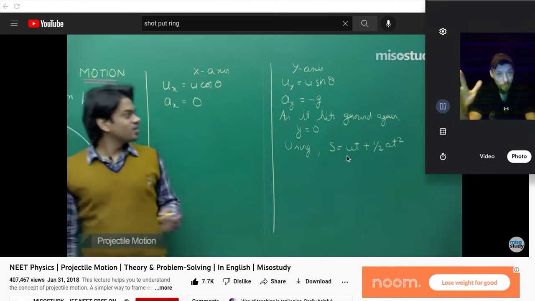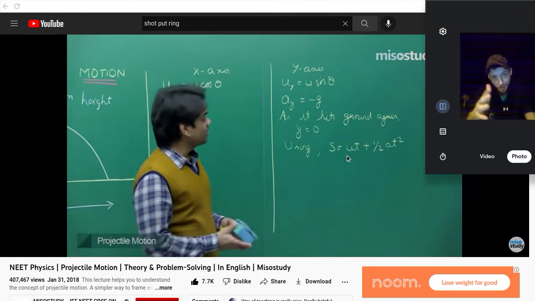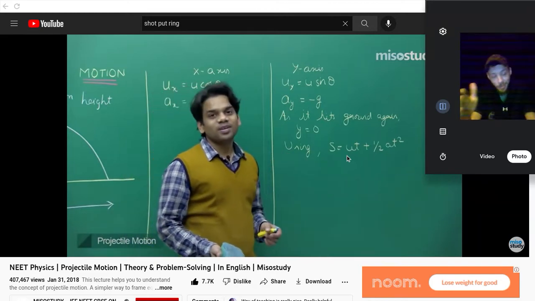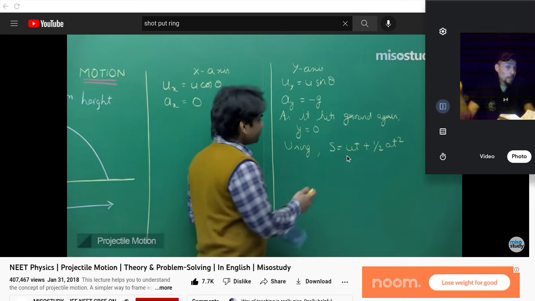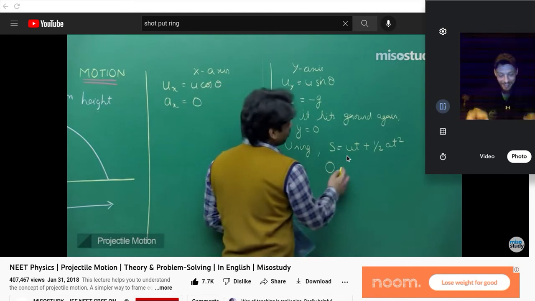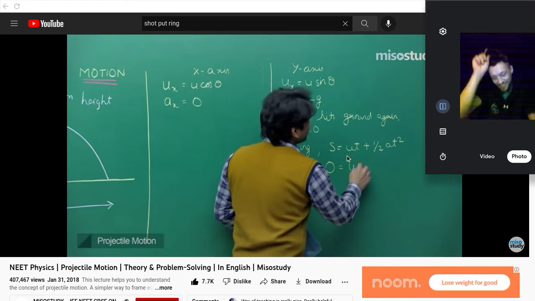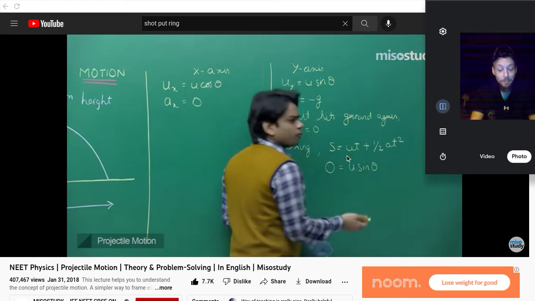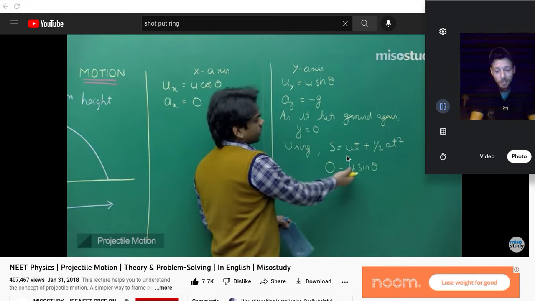If you get that it will reach the ground, S will be 0. Now the u value is u sin theta. So we are performing all these equations. We start calculating along the y direction.